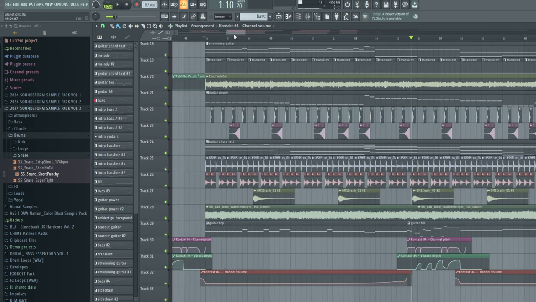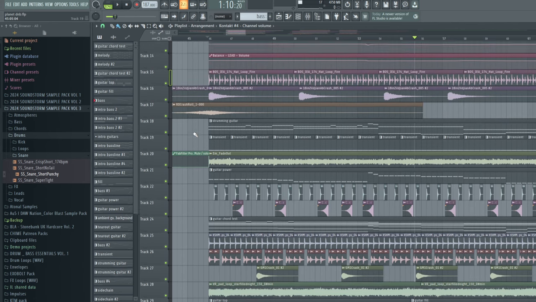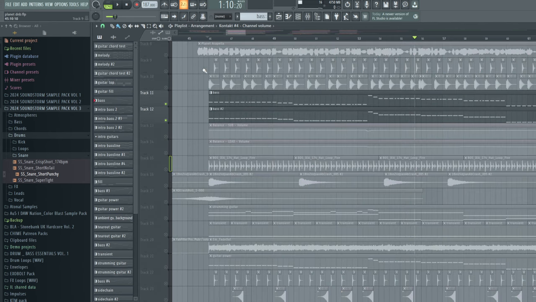Granted, had I used a real guitar, I think it would have been better. But really what carries this song is the two basses. They are by far the loudest thing.